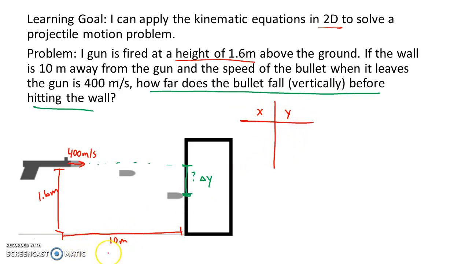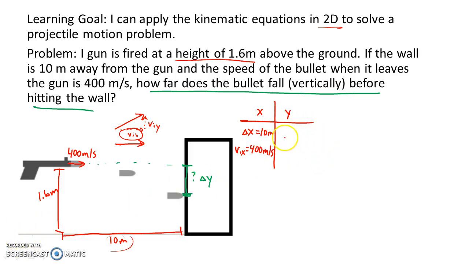In the x direction, the bullet travels 10 meters. So that's the change in position. The initial velocity, notice, it's not shot on an angle that has both an x component and a y component. It's shot just in the horizontal direction. We only have an x component for the velocity. So that's going to be 400 meters per second.